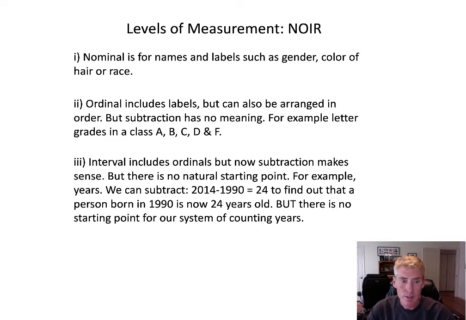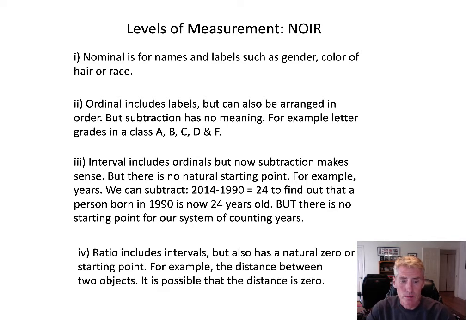And then finally, the one that has the most information, that's ratio. It includes the interval information, but it also has a natural zero point. For example, the distance between two objects. You could find out how far away one object is from you, how far away the other object is. When you subtract those numbers, that's the distance between the two objects. Now, if those two objects were suddenly right here in your hand, then the distance is zero. And that would actually be a possibility. If you're holding it, how far away is it from you? Zero. So that has a natural starting point.